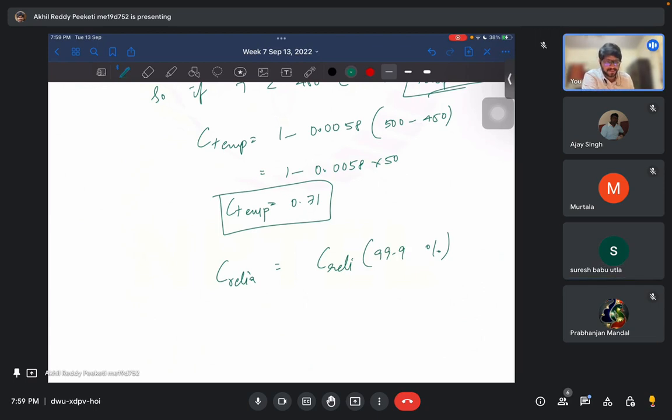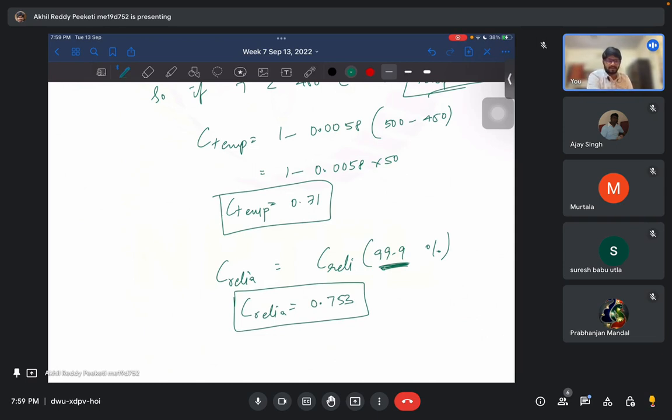Yes. For every 1000 specimens, only one should fail. So that is this. And for this, there's actually a table corresponding to the reliability percentage and the C reliability. So for 99.9, this is actually 0.753.